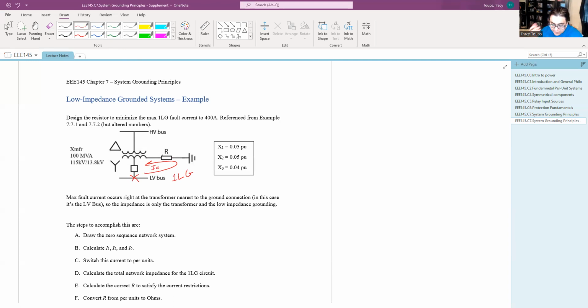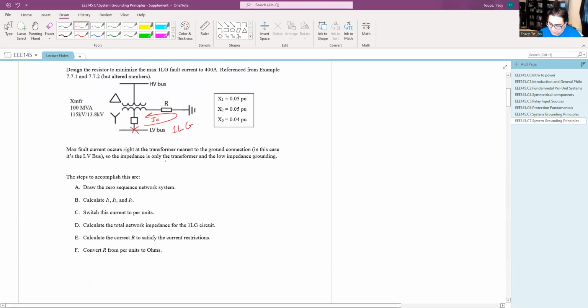Okay, now what are the steps? This is a key part. I've seen people who just go straight for the math and they don't have a plan, and they're just slamming equations everywhere. So let's go step by step. Because we're dealing with a single line to ground fault, we must draw the sequence networks. So we're going to draw the zero, positive, and negative sequence network systems. And then we're going to combine them all together.